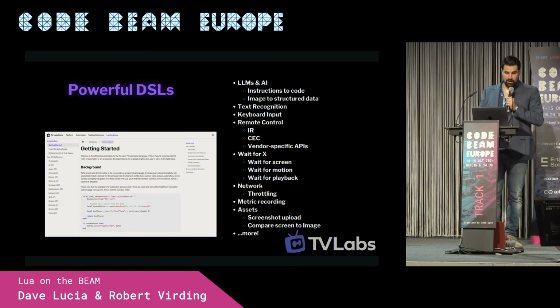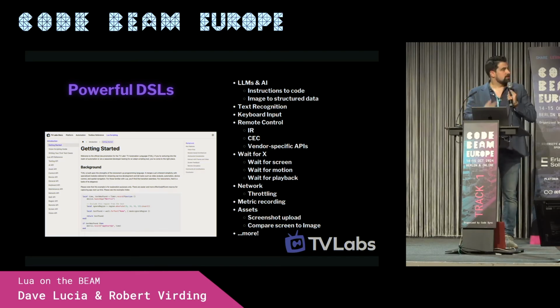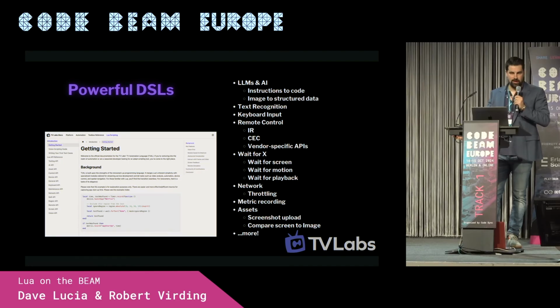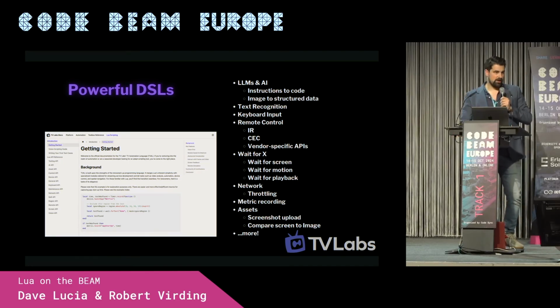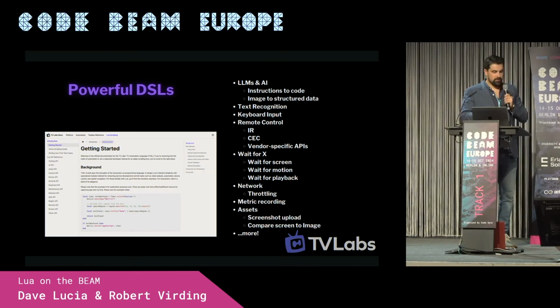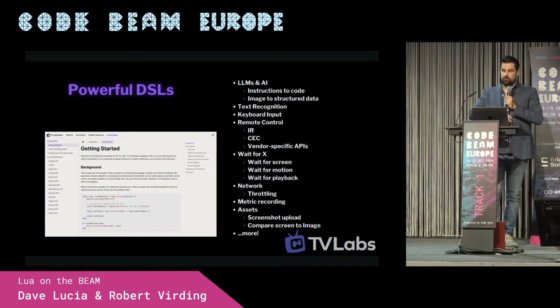So in our product, we have LLMs and AI that allow you to take a frame and hand it over to the LLM and ask what's on it and get structured data back. As you saw in the demo, you could do text recognition, keyboard input. You can use remote control through IR, CEC, or any of the vendor-specific APIs. For example, if you're on a Roku, you can use the Roku API to communicate. We have high-level APIs for waiting that a screen loaded or waiting that motion has started on a particular region in the screen. You can wait for playback to start. You can throttle the network, record metrics, upload assets, and many other things.